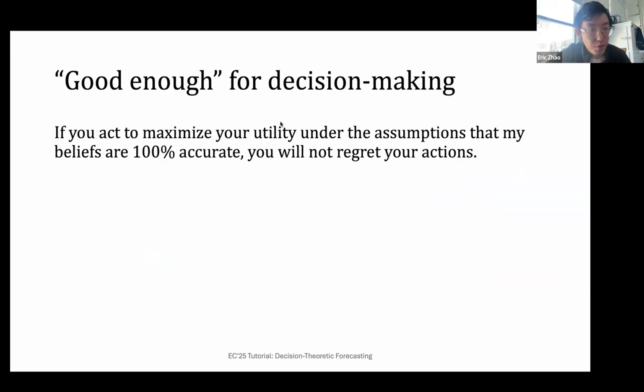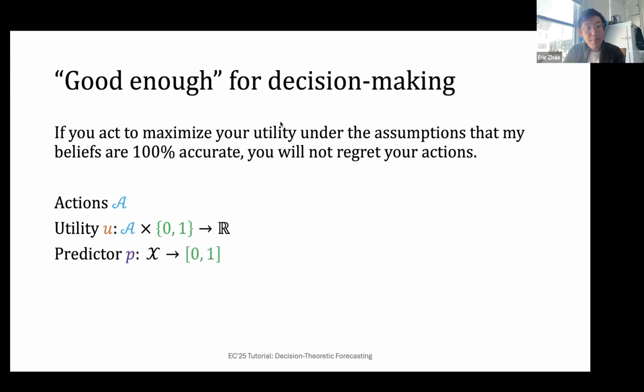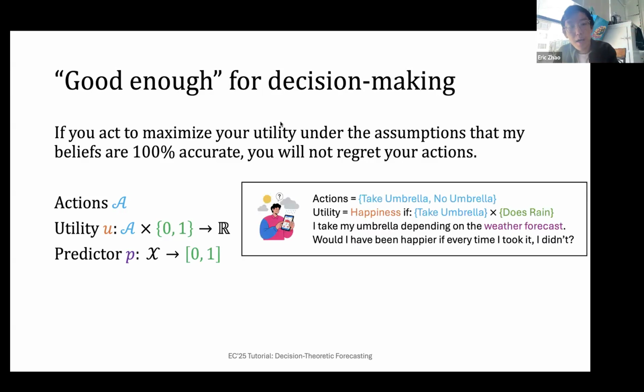And to make this a little more formal mathematically, we can think of it in terms of, okay, I have a set of actions, and I have a utility function. This utility function is a function of both my action and the state of the world. I'm going to define the state of the world to be binary here, so let's say it rains or it doesn't rain. My predictor is just going to tell me, I have some access to features and I want to produce the probability that it will rain. This is just making it concrete. The action A here is take umbrella or no umbrella. Utility will be my happiness if I take an umbrella and it does rain, or vice versa.